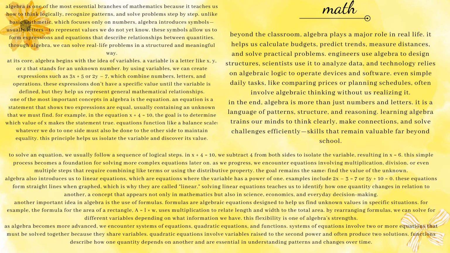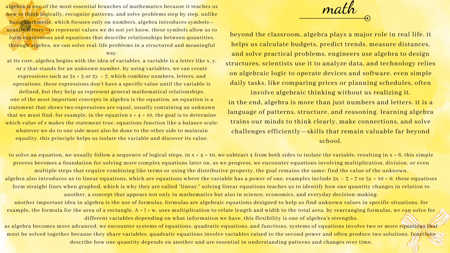Algebra also introduces us to linear equations, which are equations where the variable has a power of 1. Examples include 2x minus 3 equals 7 or 5y plus 10 equals 0. These equations form straight lines when graphed, which is why they are called linear. Solving linear equations teaches us to identify how one quantity changes in relation to another, a concept that appears not only in mathematics but also in science, economics, and everyday decision making.